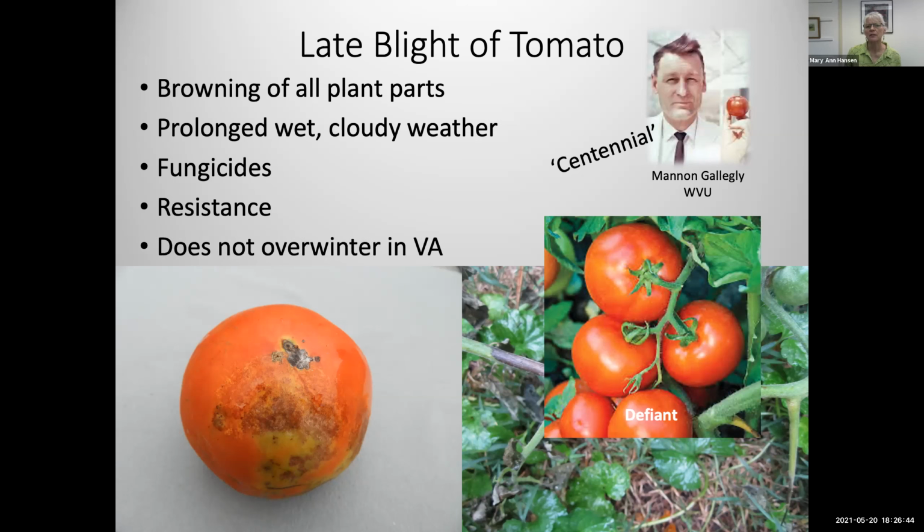The late blight pathogen does not overwinter in Virginia. So this is not one where you have to worry about it being in the plant debris. So that's a good thing. It's blowing in from somewhere else every year when it gets started in Virginia. And it's a problem on tomatoes and potatoes.